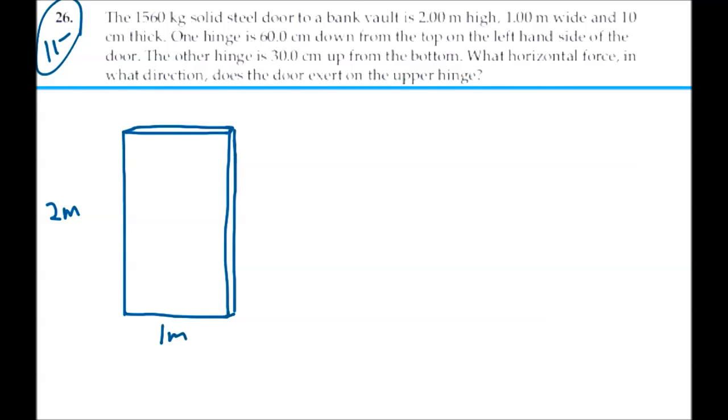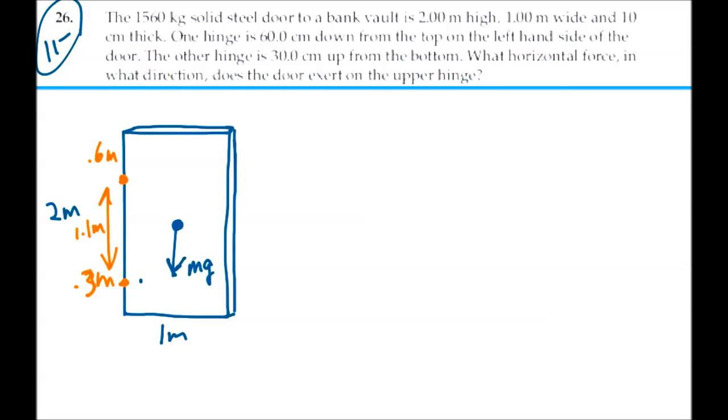We have a hinge that's 0.6 meters down from the top, and another hinge that's 0.3 meters up from the bottom. So there's a distance of 1.1 meters between these two hinges. And we're going to have a center of mass right in the center of this rectangle, and from there is the force of gravity, mg, bearing down like this.